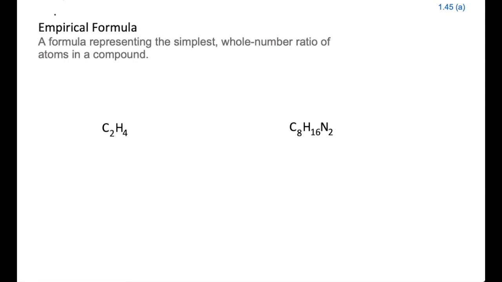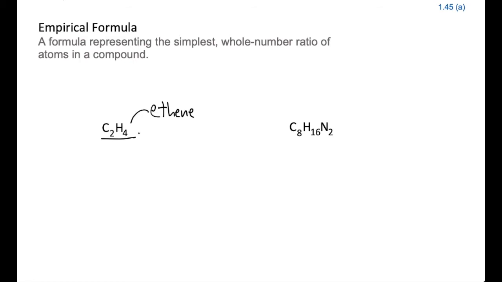But the empirical formula is defined as a formula which shows the simplest whole number ratio of atoms in a compound. The molecular formula, if we compare it to that, on the other hand, is a formula which gives us the actual number of atoms of each element within a compound. So this formula here gives us the molecular formula of ethene. This is the formula telling you how many of each element is present in ethene.